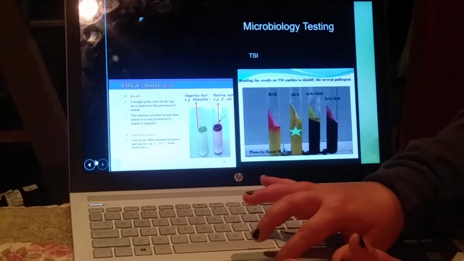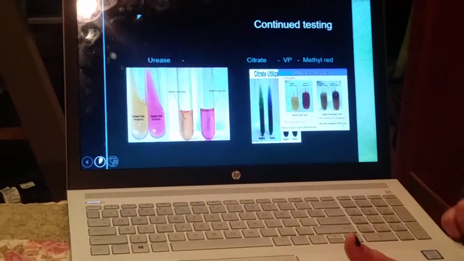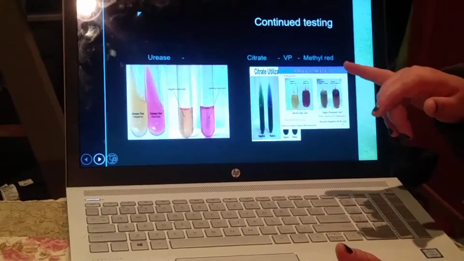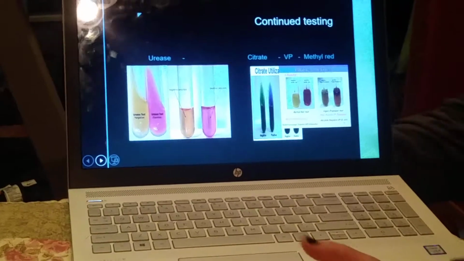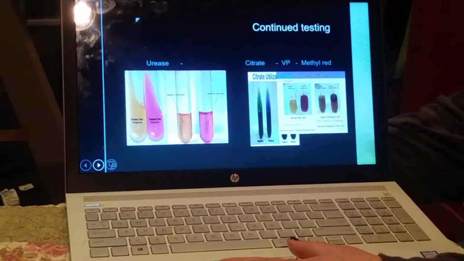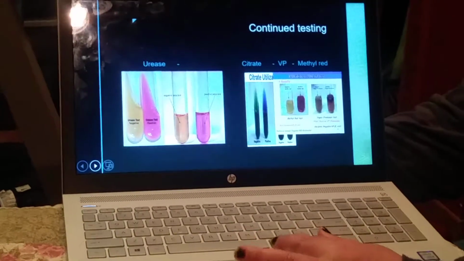So we've done that testing. And then for our next testing, we would have the methyl red, the citrate, and the urease. The urease and the citrate for this organism are negative, and the methyl red would be positive.